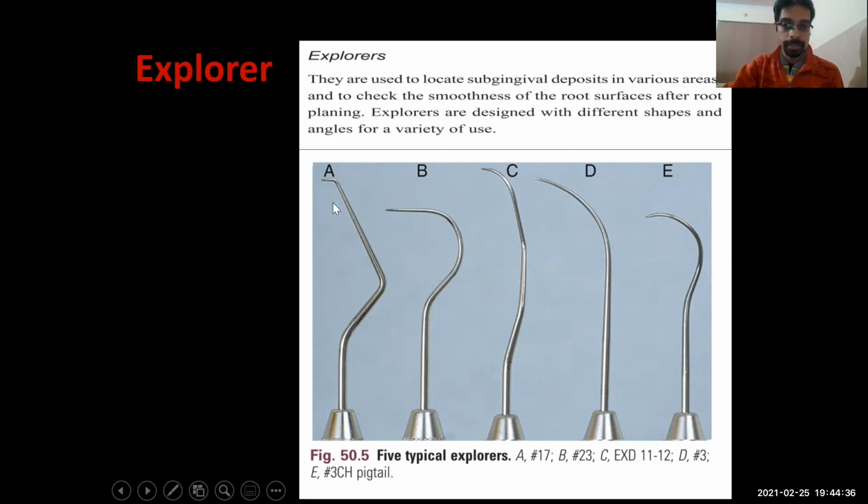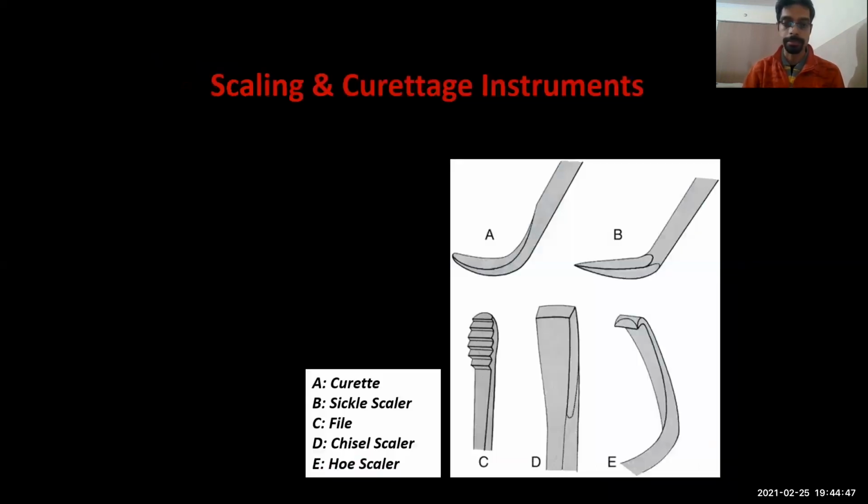Now, what are the numbers of these two? This you have to remember. A number is 17 and B number is 23. So the instrument number is 17 by 23.